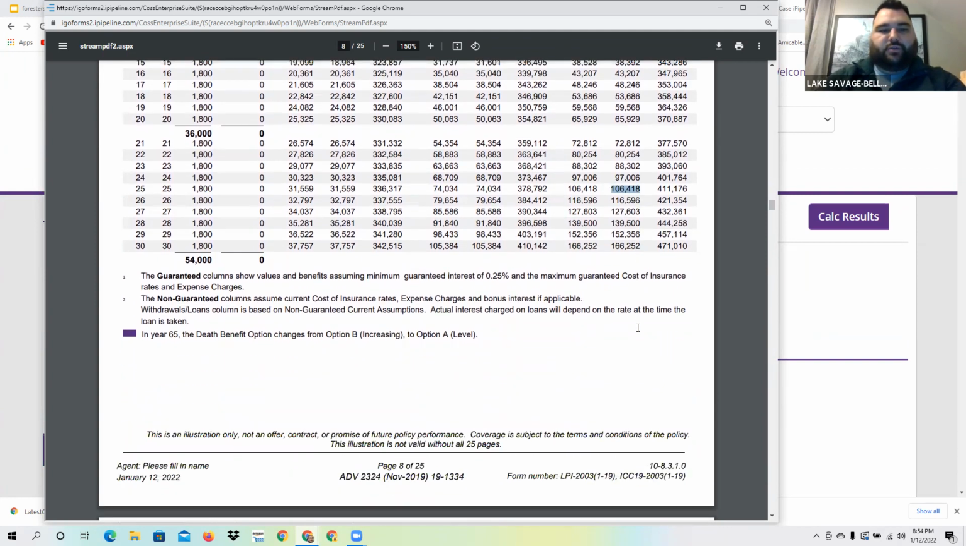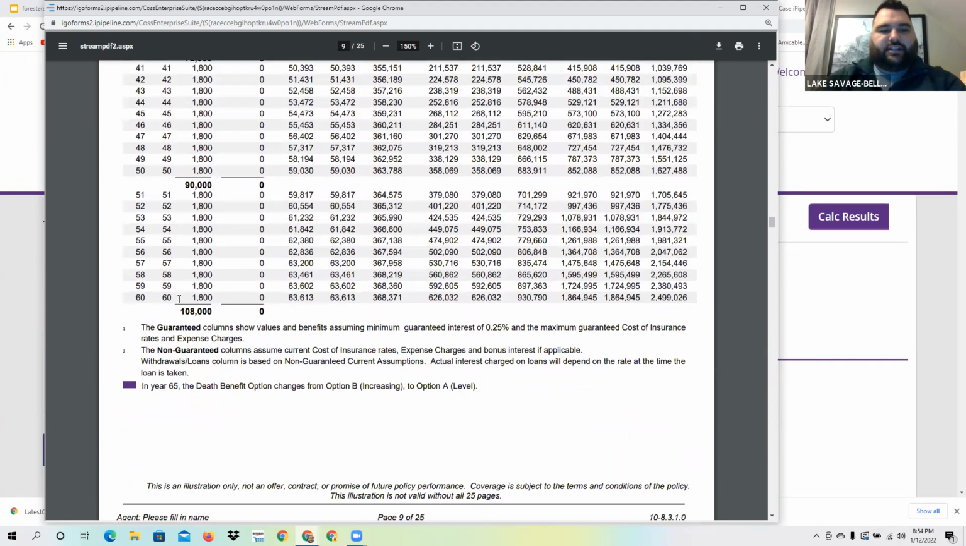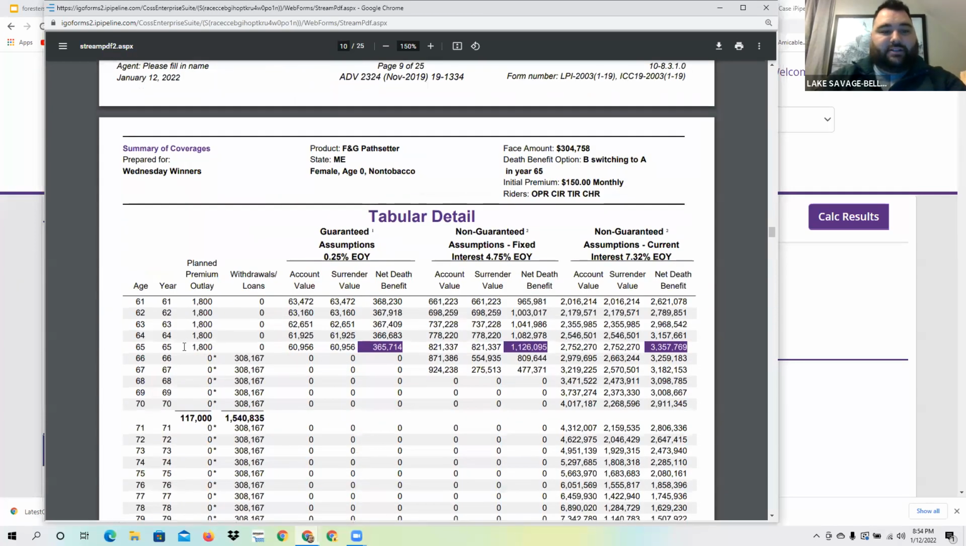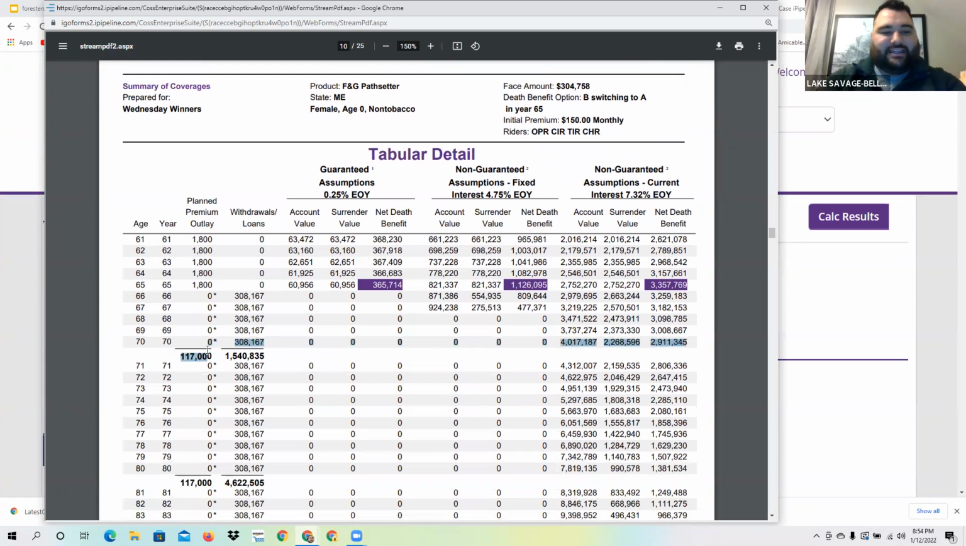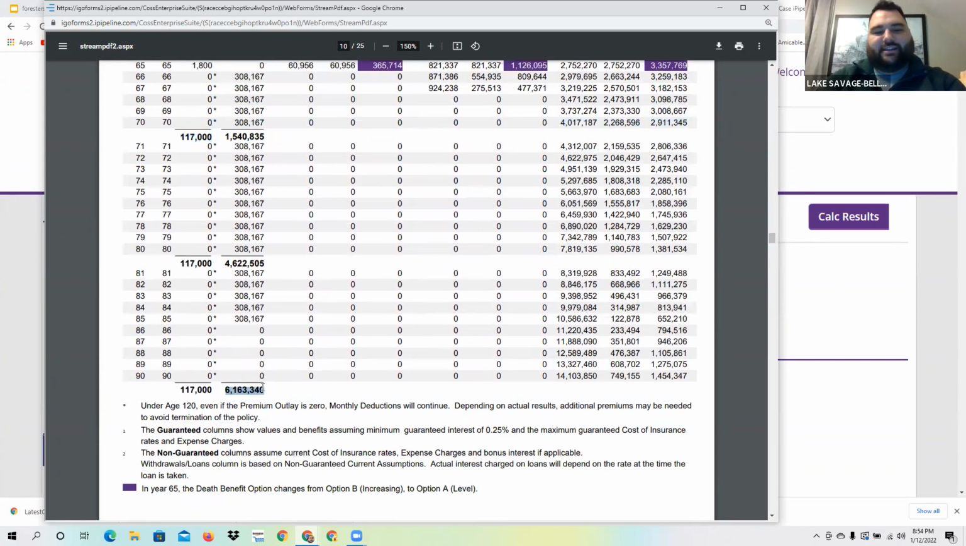Okay, here's where it gets really cool. So now the child is age 60, they'll have paid $108,000 in there. It's a lot of money, right? Plus another 5 years. So they'll have paid a total of $117,000 into this account. Oh my God, that's a lot of money. Oh, but wait, look how much money we turned that into with cash value. Whoops. We turned 117,000 into 6.1 million.